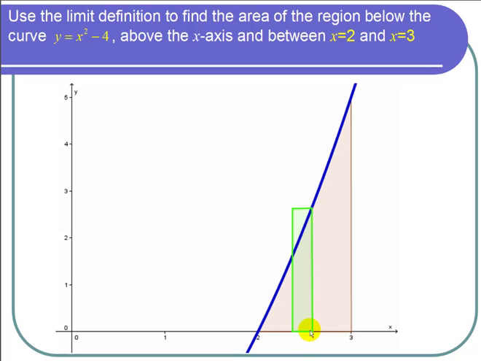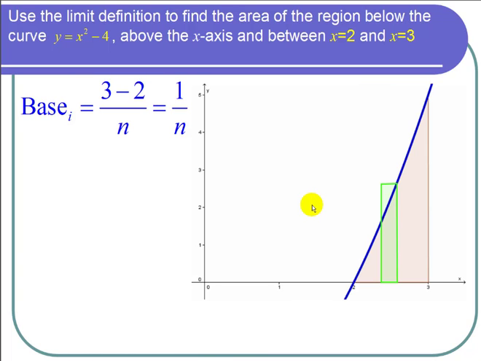And we have a base and we have a height, and I'm using right rectangles. And the height will be the y-coordinate of this point. So now let's proceed and find the base and the height. So the base, if we have n rectangles, we take 3 minus 2, because we're going from 2 to 3, and divide by the number of rectangles, n, and I get 1 over n, and that's the length of the base of the rectangle.